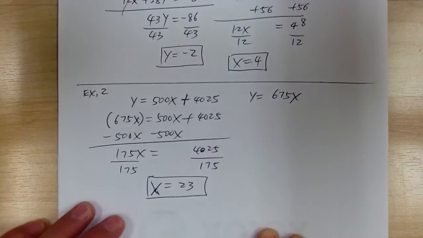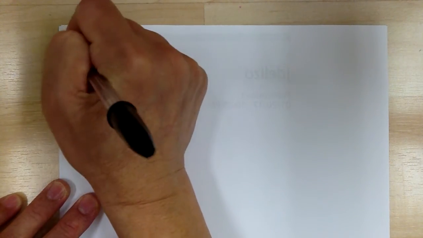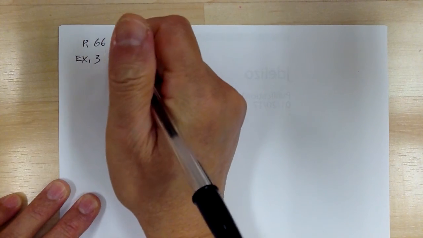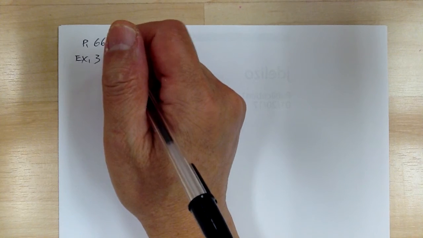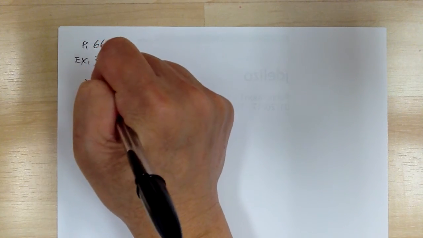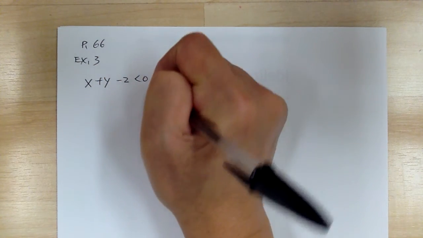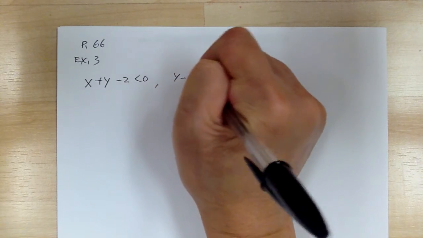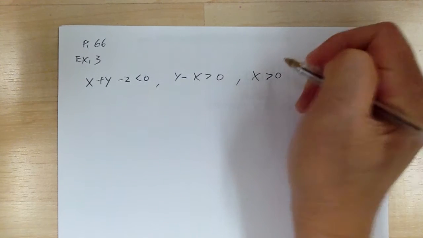Okay, let's go to example 3. Graphing the inequalities. Again, this is review. So page 66, example 3. It says graph the region of the plane which satisfies the inequalities: x plus y minus 2 is less than 0, and y minus x is greater than 0, and x is greater than 0.